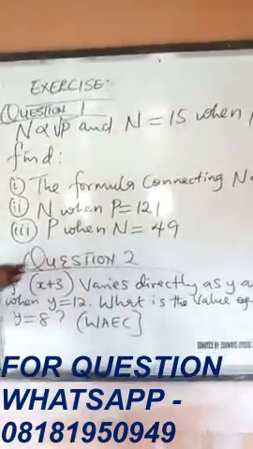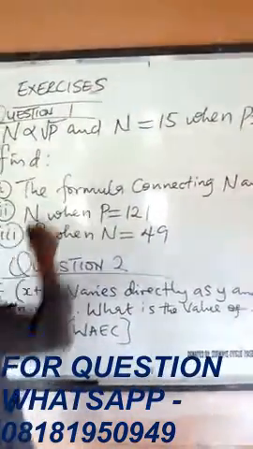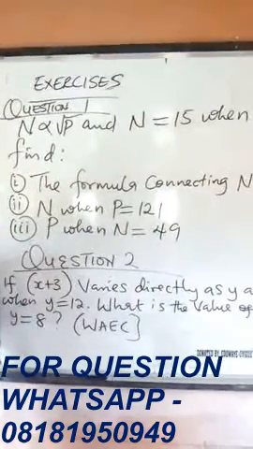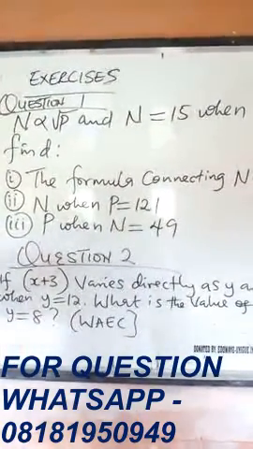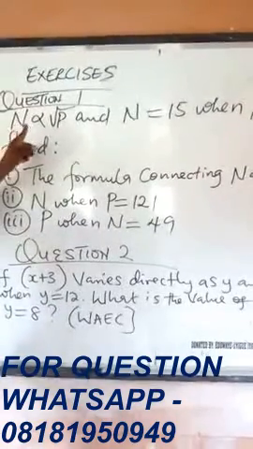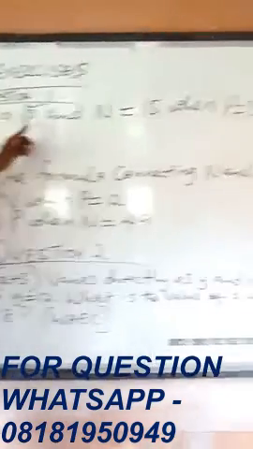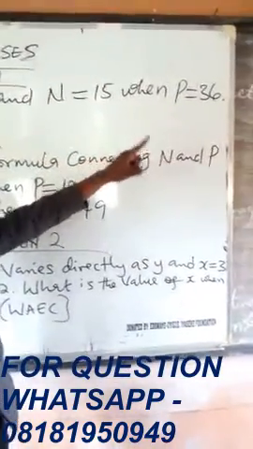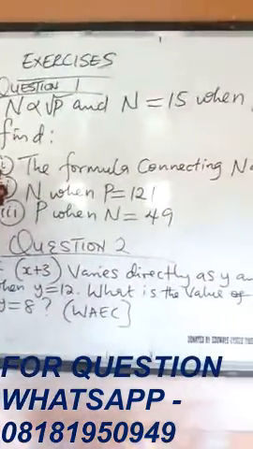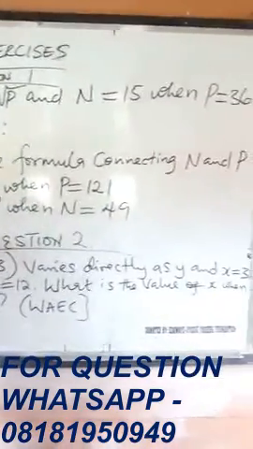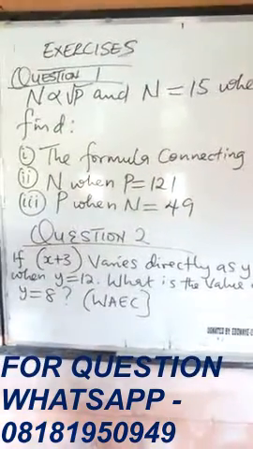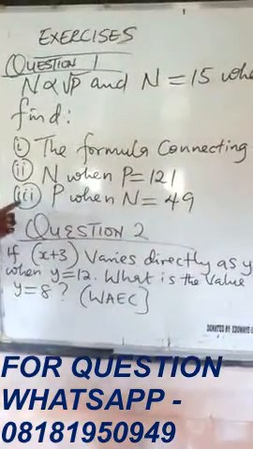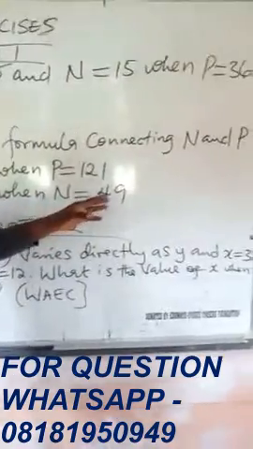Okay, students, we have some exercises before us which you are going to do right away and submit to our portal. Question 1. n varies directly as the square root of p, and n equals 15 when p equals 36. Find: Roman figure 1, the formula connecting n and p. Roman figure 2, n when p equals 121. Roman figure 3, p when n equals 49.